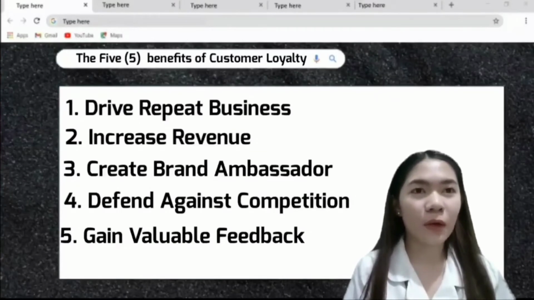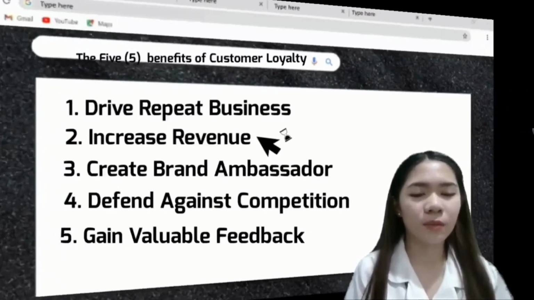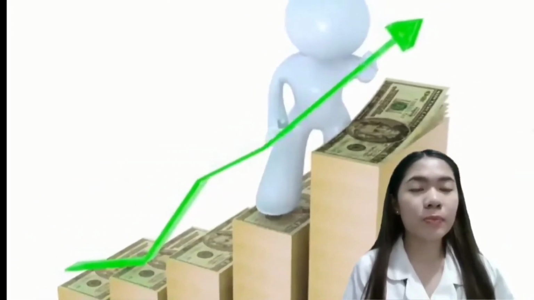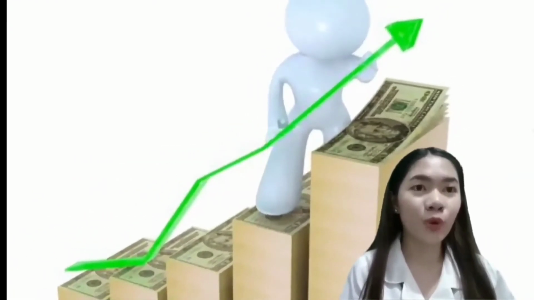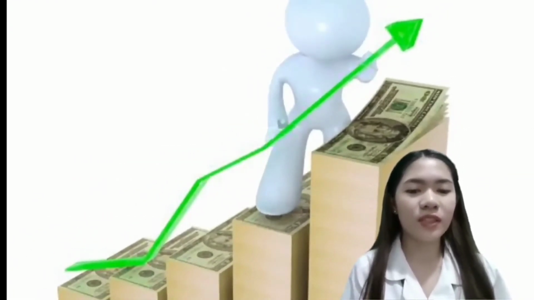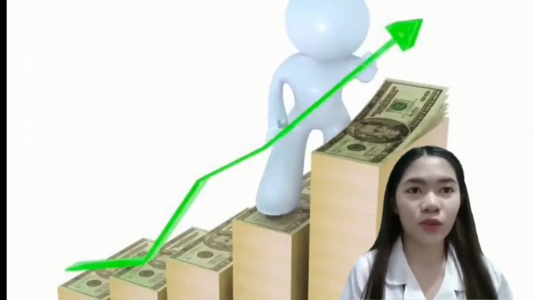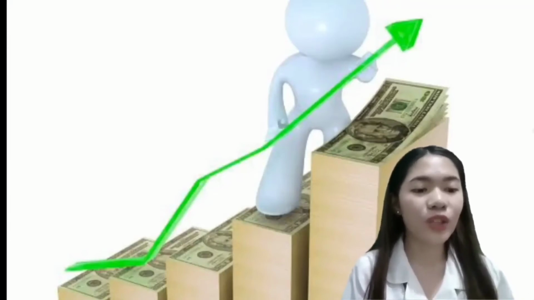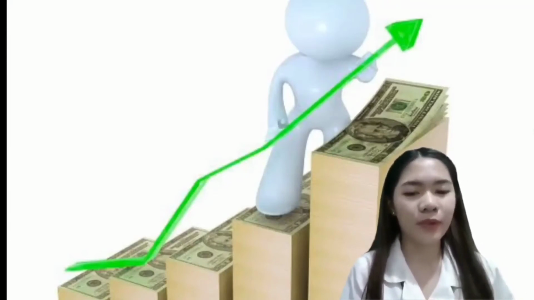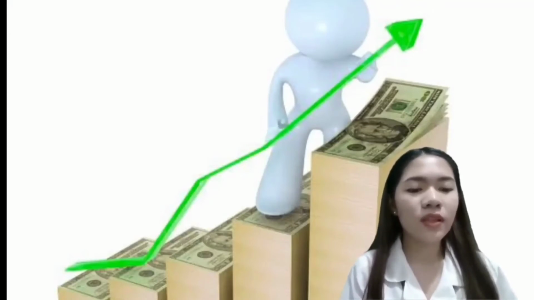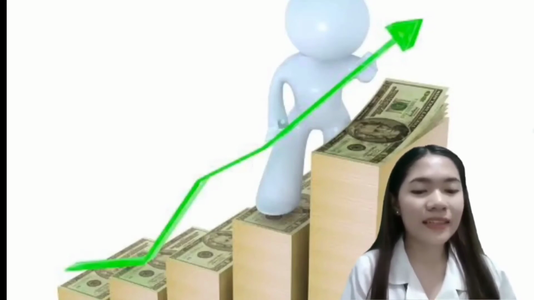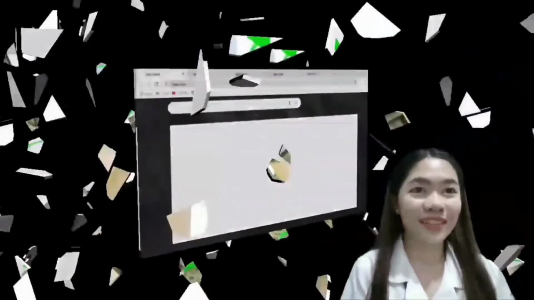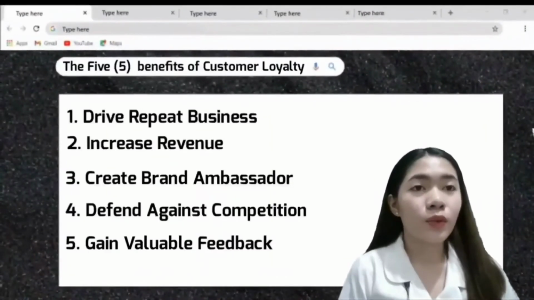Okay, let us now come to increase revenue, which is our number 2. Returning customers spend close to 70% more money on products and services when compared to first-time customers. The likelihood to spend more stems from a sense of trust that customers have developed over time for their favorite brand. In essence, once a customer likes and trusts the quality of your brand, they're more likely to purchase in a higher quantity.